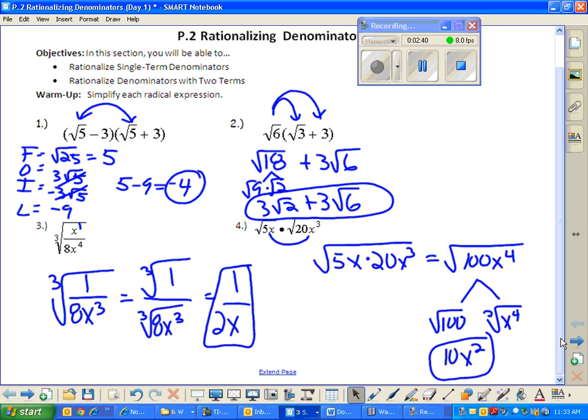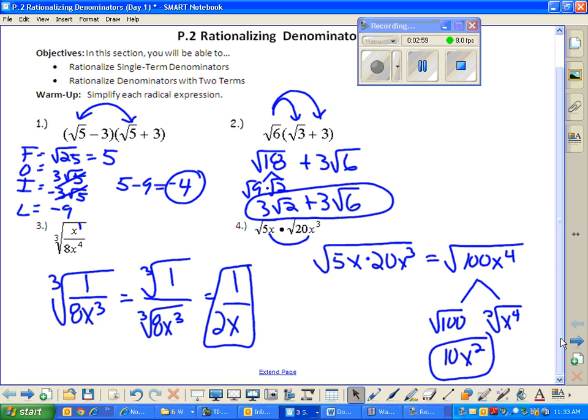And then number 4, I was allowed to multiply those two things together. 20 times 5 is 100. X times x to the third is x to the fourth. And then I use my product property to simplify, so you get 10x squared. Does anybody have any questions on those 4?